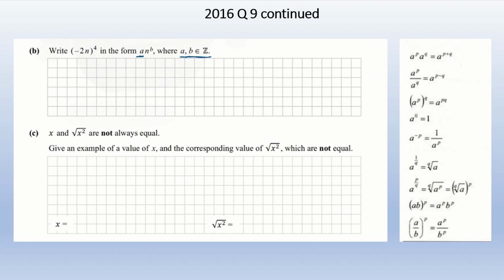Minus 2n inside the brackets here, that's minus 2 multiplied by n. So if we have a look at our first law of indices here, I'm going to apply this law to what's going on here. So my next line is going to be, well, that's the same thing as minus 2 to the power of 4 times n to the power of 4. I've just used my first law of indices there.